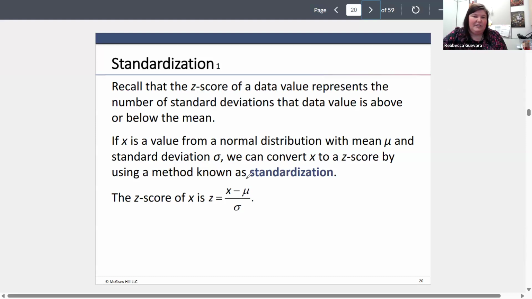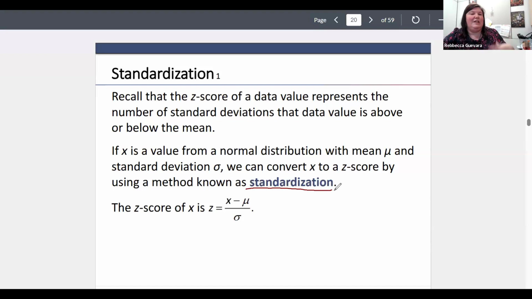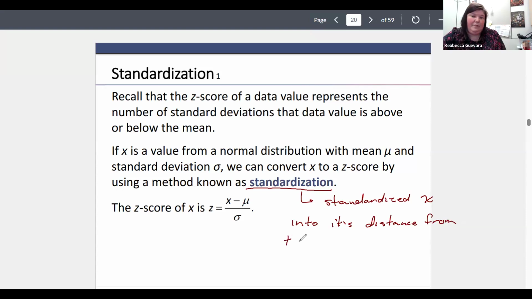So part of the purpose of a z-score is that it's going to make standardized scores for everything. It's going to standardize x into its distance from the mean, and it's doing it in standard deviations. So that's where it gets the name, being standardized, because it comes from that standard deviation.